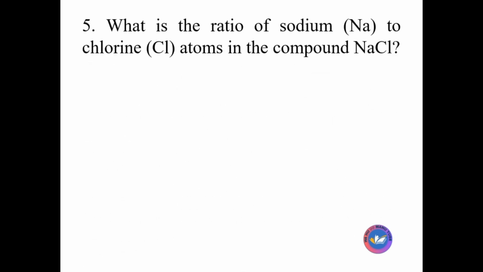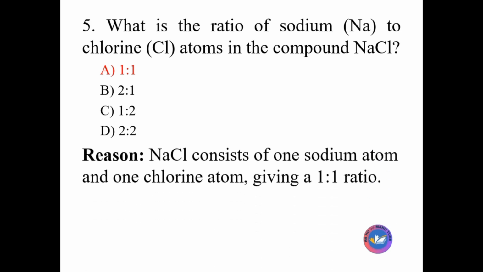Question number 5. What is the ratio of sodium to chlorine atoms in the compound sodium chloride? A. 1 to 1. B. 2 to 1. C. 1 to 2. D. 2 to 2. The answer is 1 to 1. Sodium chloride consists of 1 sodium atom and 1 chlorine atom, giving a 1 to 1 ratio.